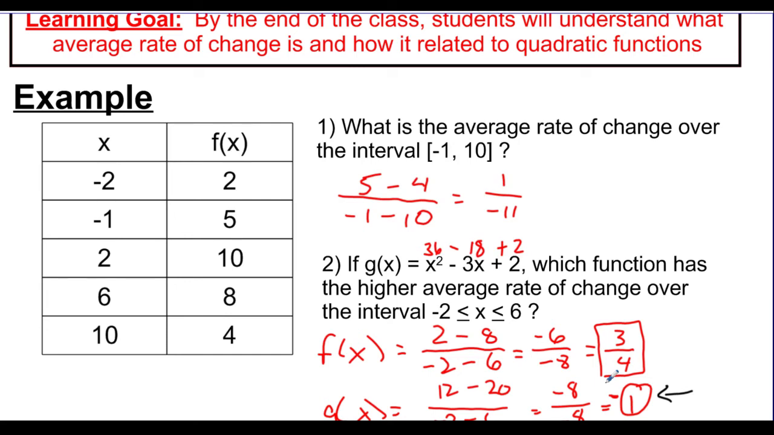So when you're comparing your two rates of change, don't look at the sign. The sign is going to tell you whether it's going up or down, but we don't really need to think about that when we're actually thinking about the value. So I'm still going to say, even if that said negative 1, that 1 is bigger than 3/4, so g of x's rate of change is more.